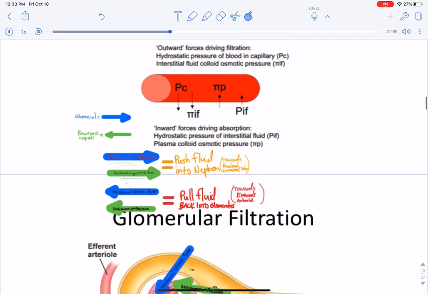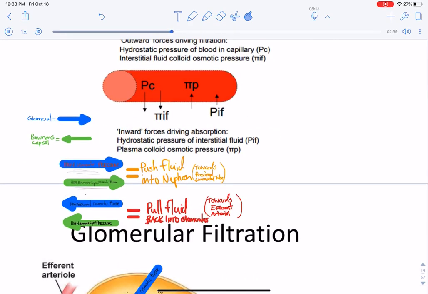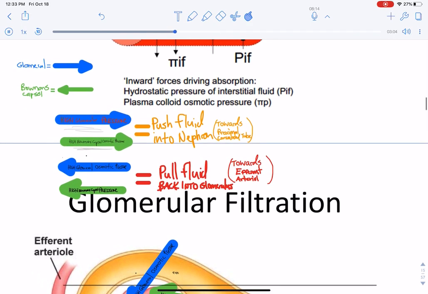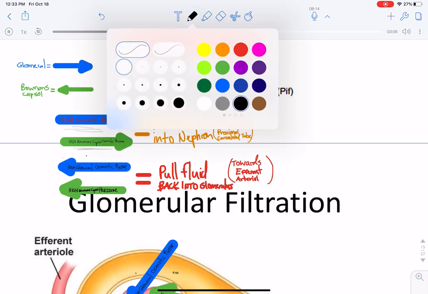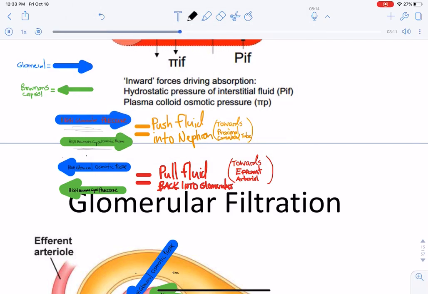The next piece I wrote here is an easy way to conceptualize the hydrostatic pressure, the oncotic osmotic pressure of Bowman's capsule, and the colloid osmotic pressure of the glomerulus. I have a couple of arrows here. The blue arrow is the glomerular arrow. That force is hydrostatic pressure, which is basically high blood pressure pushing in one direction, coming from the ball of capillaries. And then the green is coming from Bowman's capsule.